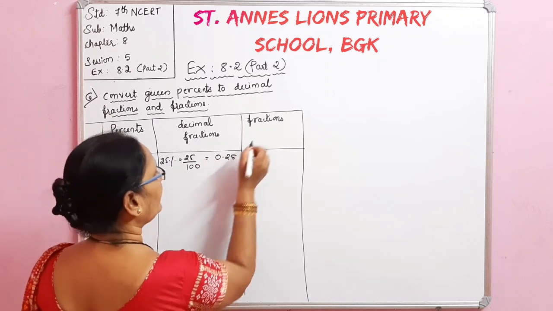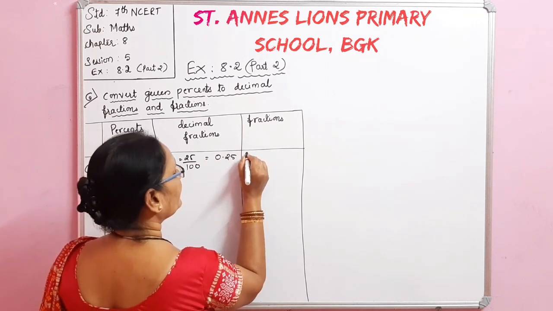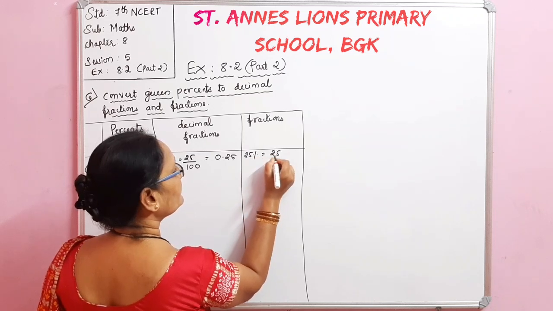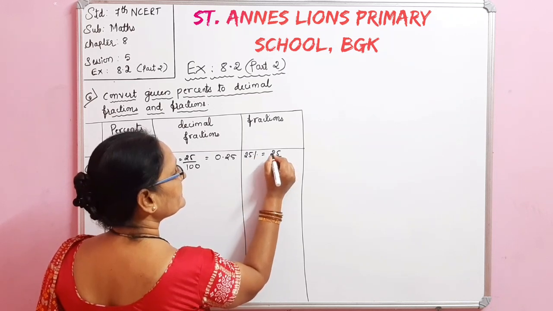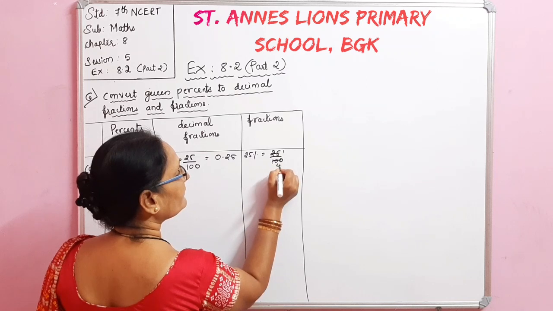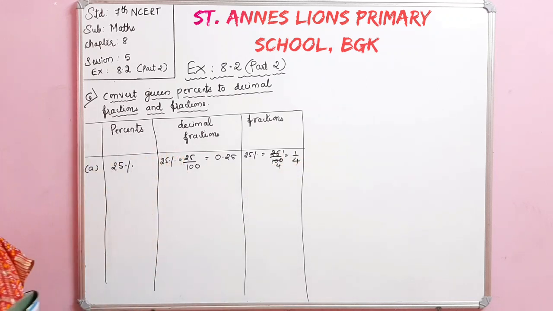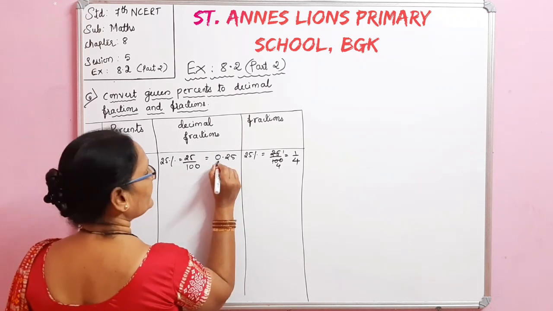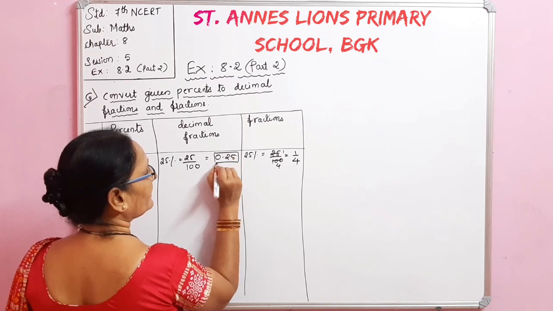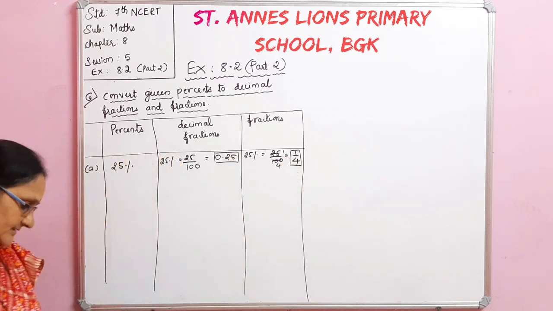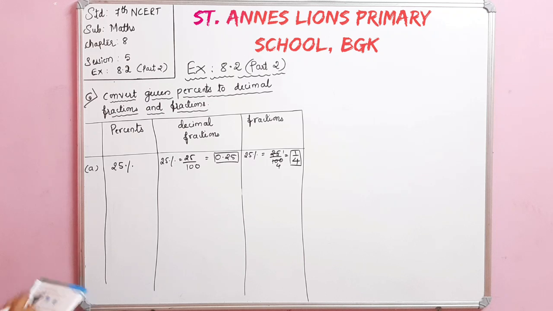Now, the same way, fractions. 25% is equal to 25 by 100. Here see, 25 ones are 25, 25 fours are 100. This is 1 by 4 is the fraction. See, this is the decimal fraction and this is the required fraction. The same way we have to do for all of these.